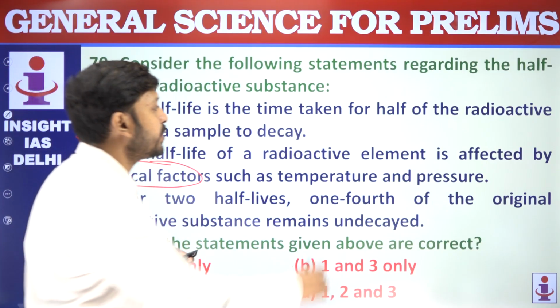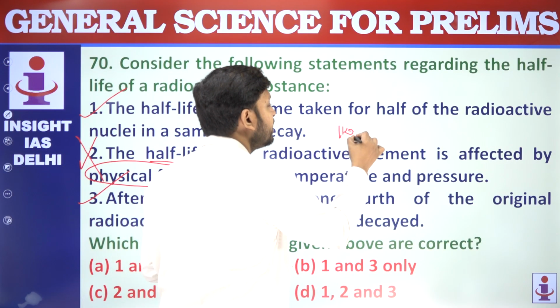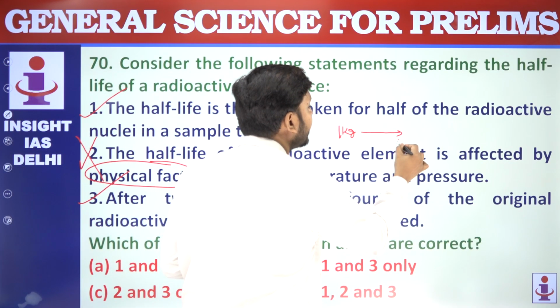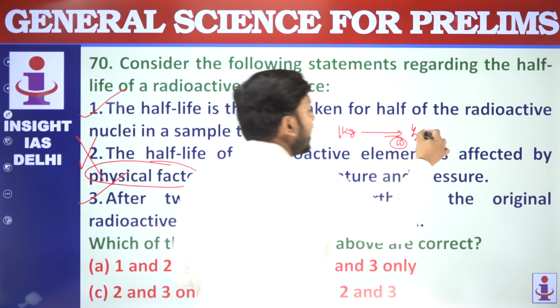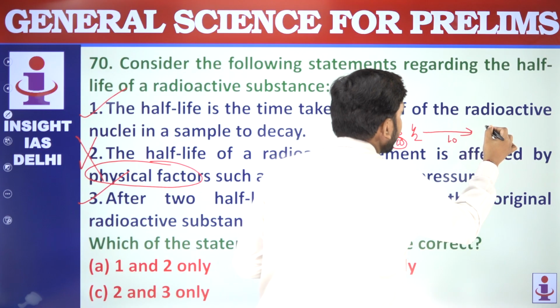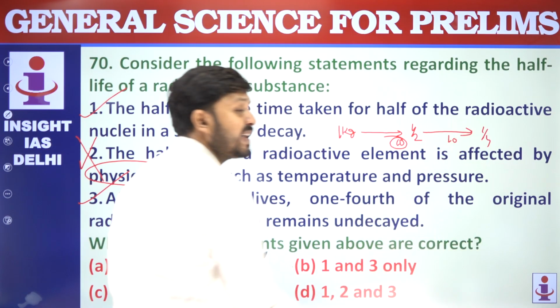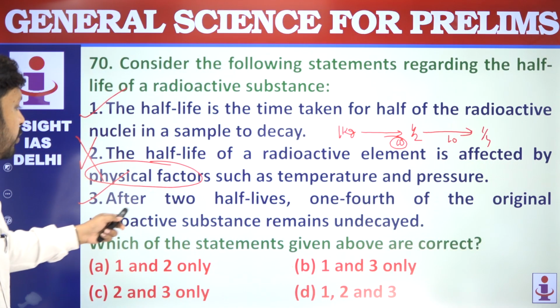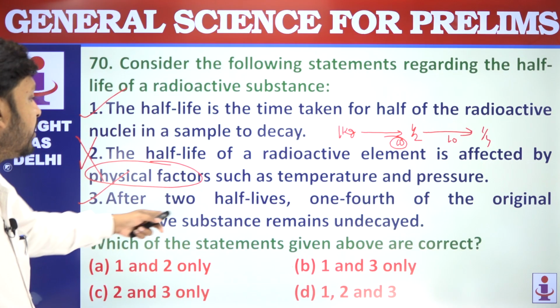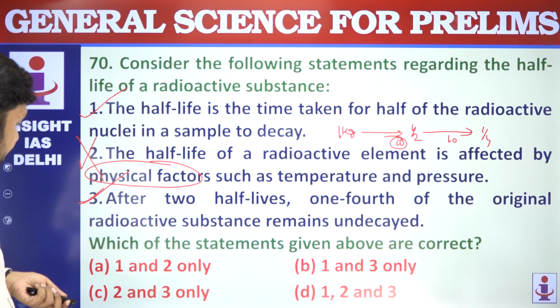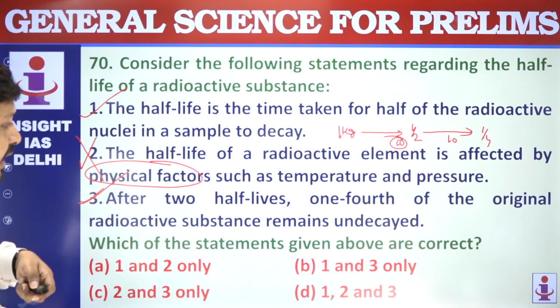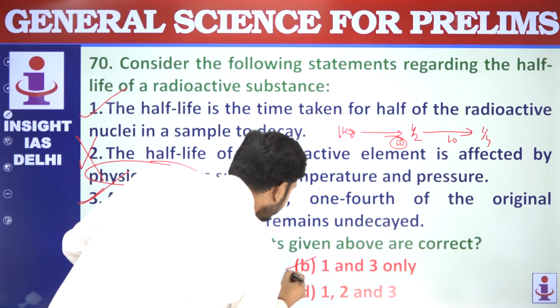Yes, this is true. For example, 1 kg is the initial material. Assume after 10 years it has become half a kg. 10 years is the half-life, and after one more 10 years it has become 1/4. Means after 2 cycles its weight has become 1/4. So after 2 half-lives, 1/4 of the original material will remain. So 1 and 3 are the right statements, and they are asking for the correct ones. So 1 and 3 are right.